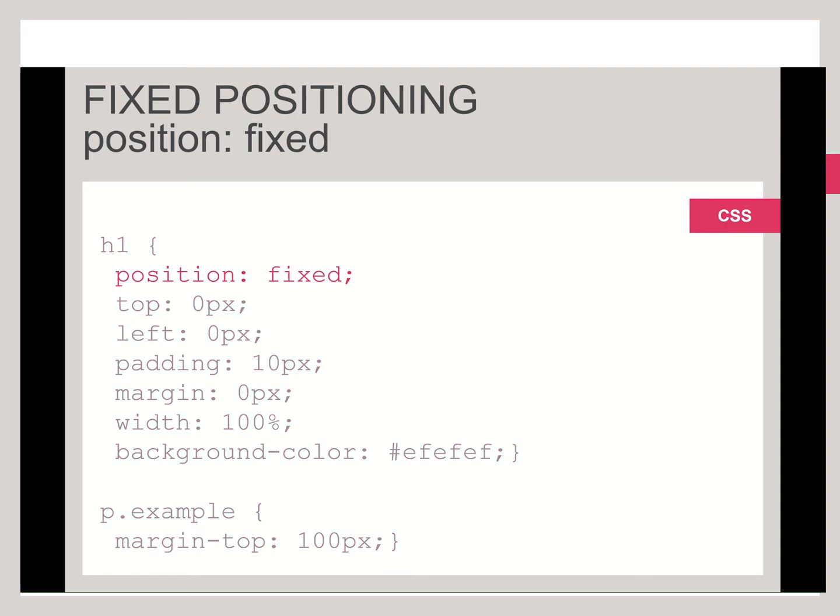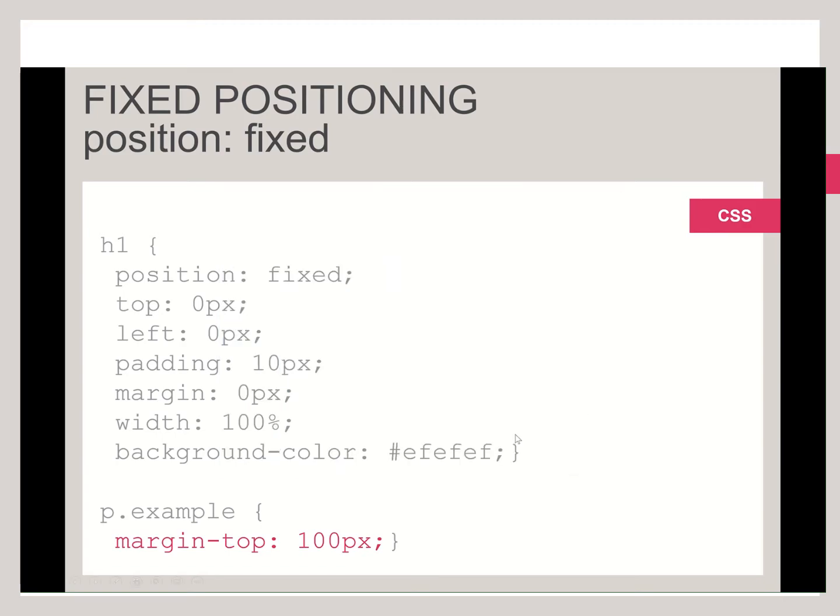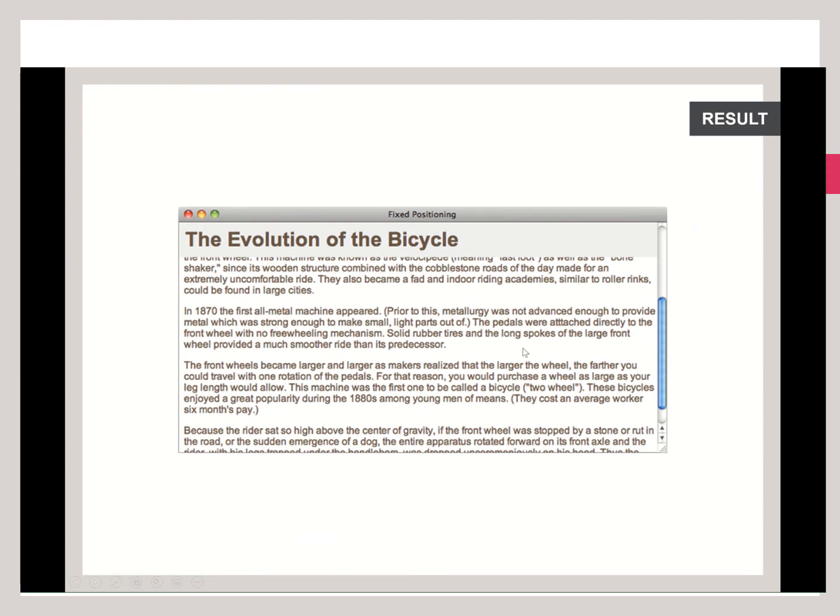For positioning, highlight this one: we use a fixed offset with the top and left values. And then we add the margin top to differentiate the heading and the paragraph. So this is the result. You can find it here. When we scroll down the scroll bar, the title will not disappear. The heading one will not disappear, it will still be there. Okay, let's look at the example.